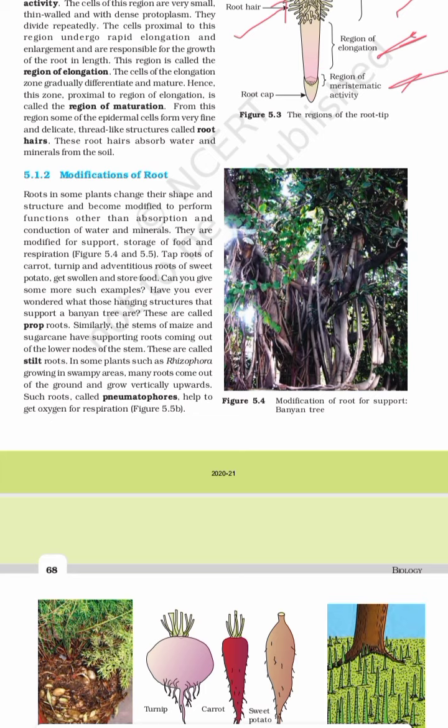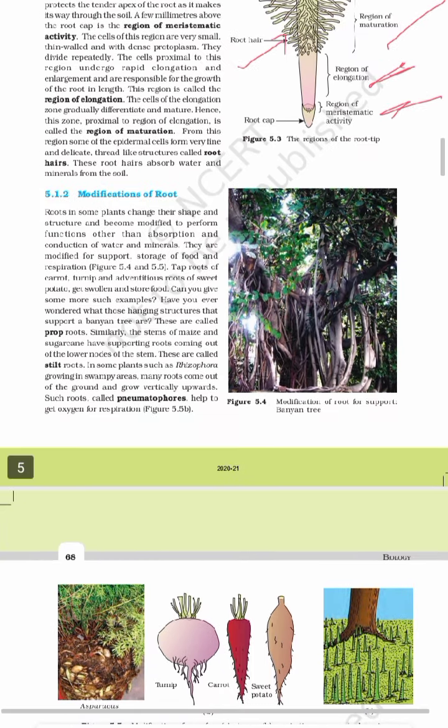After that, second is the prop root. What do you mean by prop root? These are the hanging roots of the banyan tree, right? It gives us strength to stand at its own place. Similarly, maize, sugarcane, they have supporting roots coming out of the lower nodes of stems, right? So these are supporting roots, these are stilt roots. So prop root is one, stilt root is one.